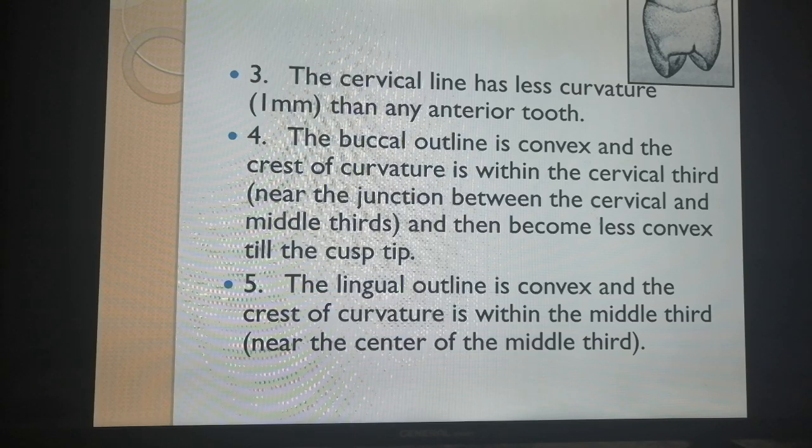Number 4, the buccal outline is convex and the crest of curvature is within the cervical line, near the junction between the cervical and the middle thirds, and then becomes less convex till the cusp tip. Number 5, the lingual outline is convex and the crest of curvature is within the middle third, near the center of the middle third.